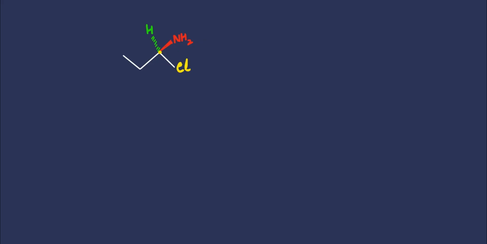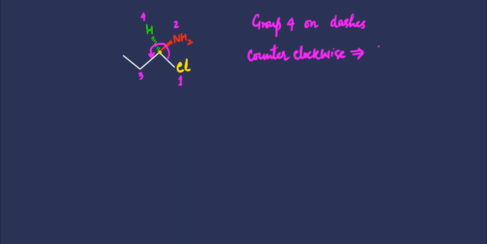Consider this molecule. Based on CIP rule, among the groups attached, chlorine has highest atomic number and gets first priority. This is followed by nitrogen as second, methylene carbon gets third number and hydrogen gets least priority 4. Here group 4 is on dashes. On moving from 1 to 2 to 3, the arrow moves counterclockwise, which means absolute configuration of this molecule is S. Consider this molecule similar to above, with chlorine replaced by a methyl group.